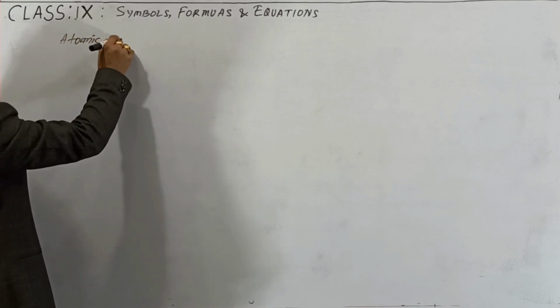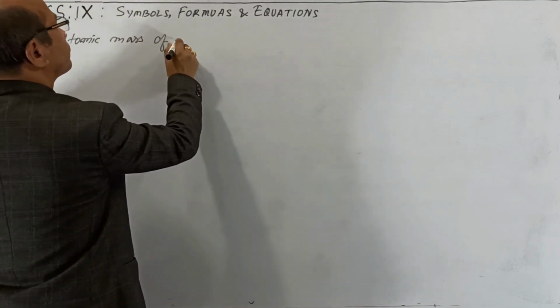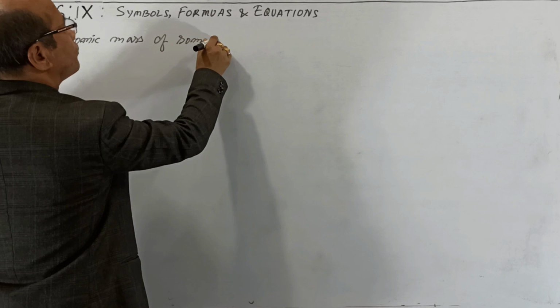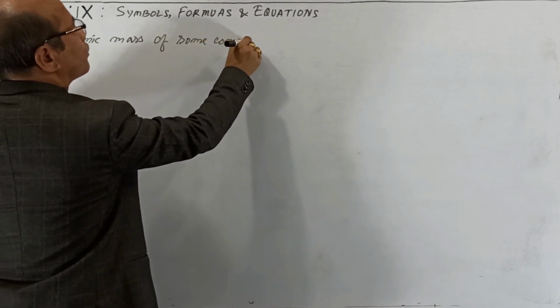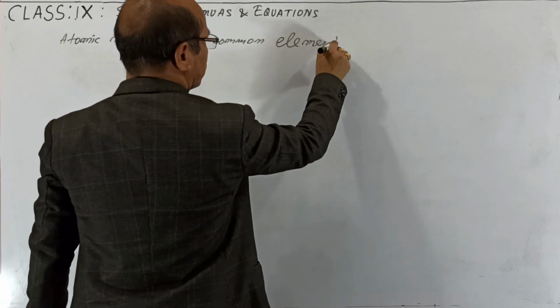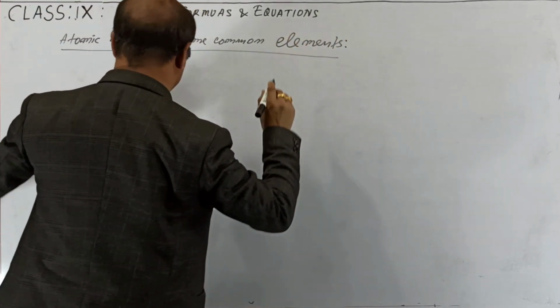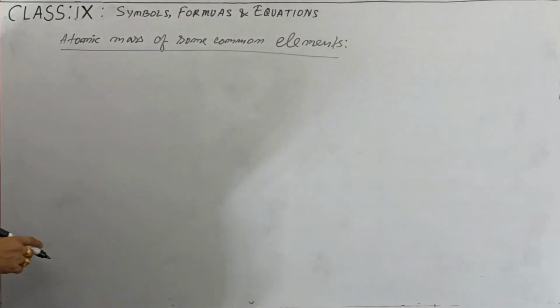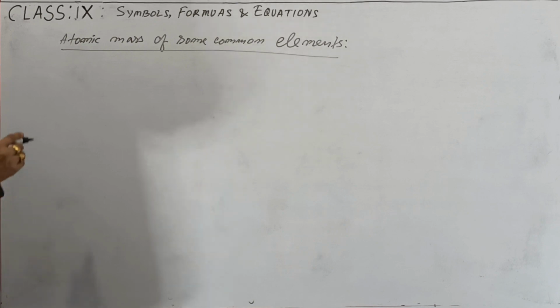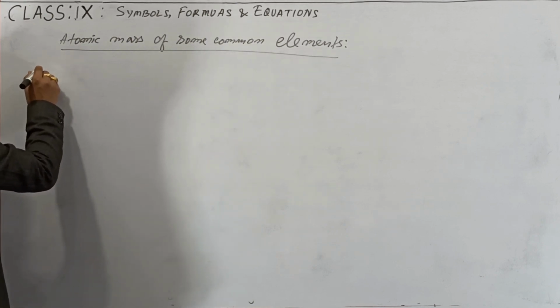Atomic mass of some common elements. Some elements, their atomic masses we are going to use very frequently. So you have to get it by heart as soon as possible. I'll write the name of the elements and symbol here.